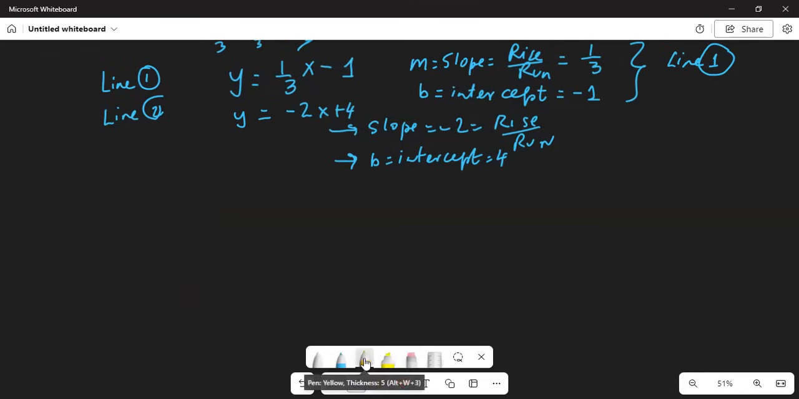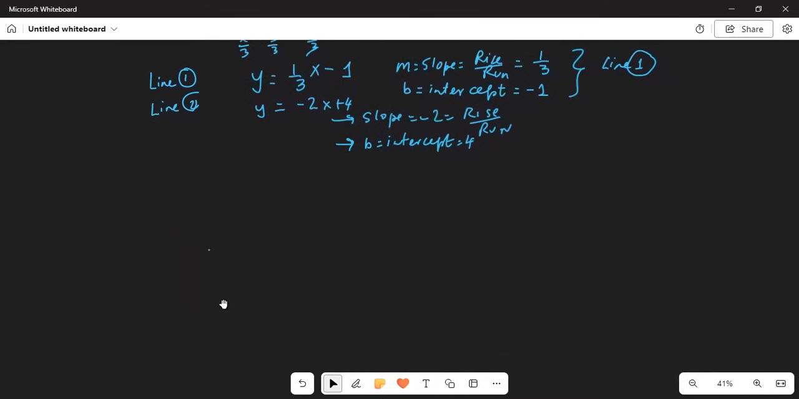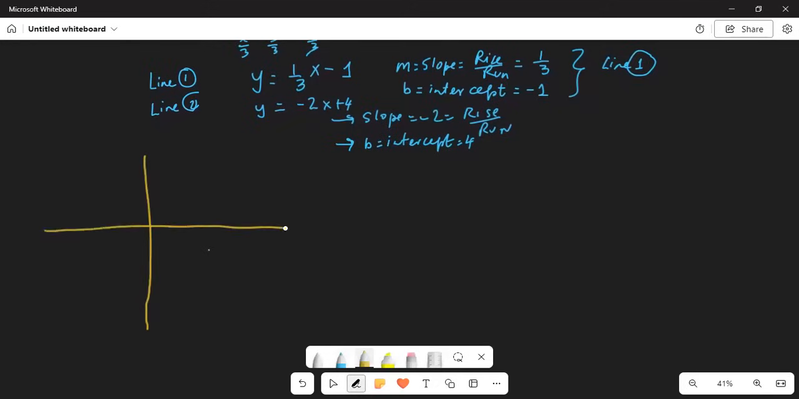I will reduce this a little bit and move this up a little bit. So the first line has an intercept of -1. That means this point is the intercept, which is (0, -1).